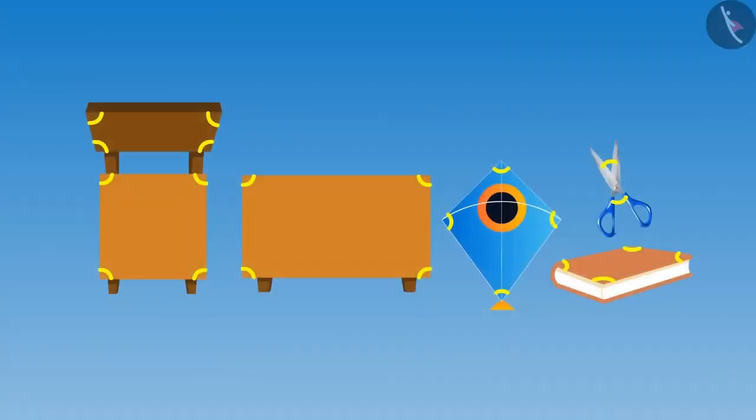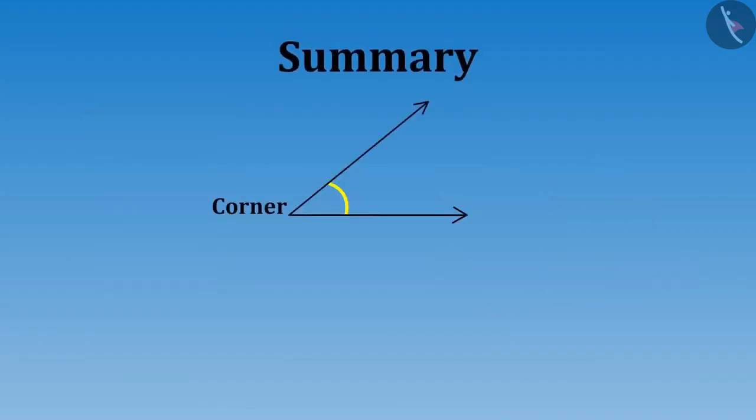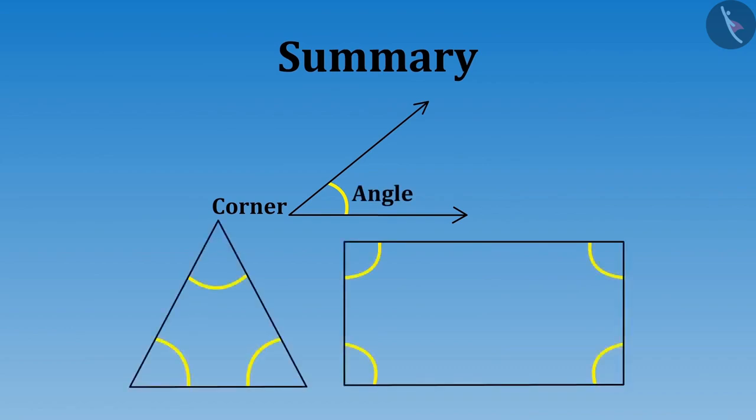Perfect, Riva. Come on, let us identify the angles in the figures we have seen around. Just like Riva and Meena, can you also identify the angles inside the shapes of different objects? In this video, we have learned about corners, angles formed in them, and the angles formed in closed figures.